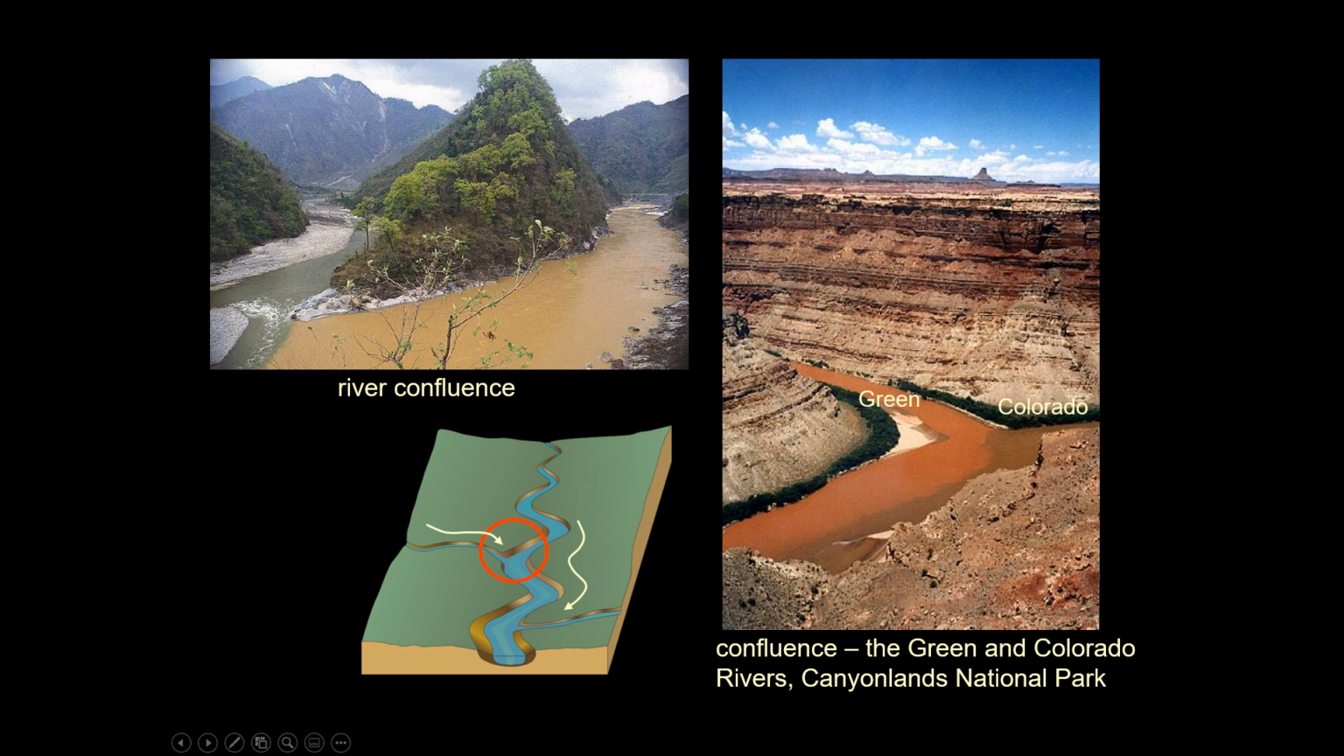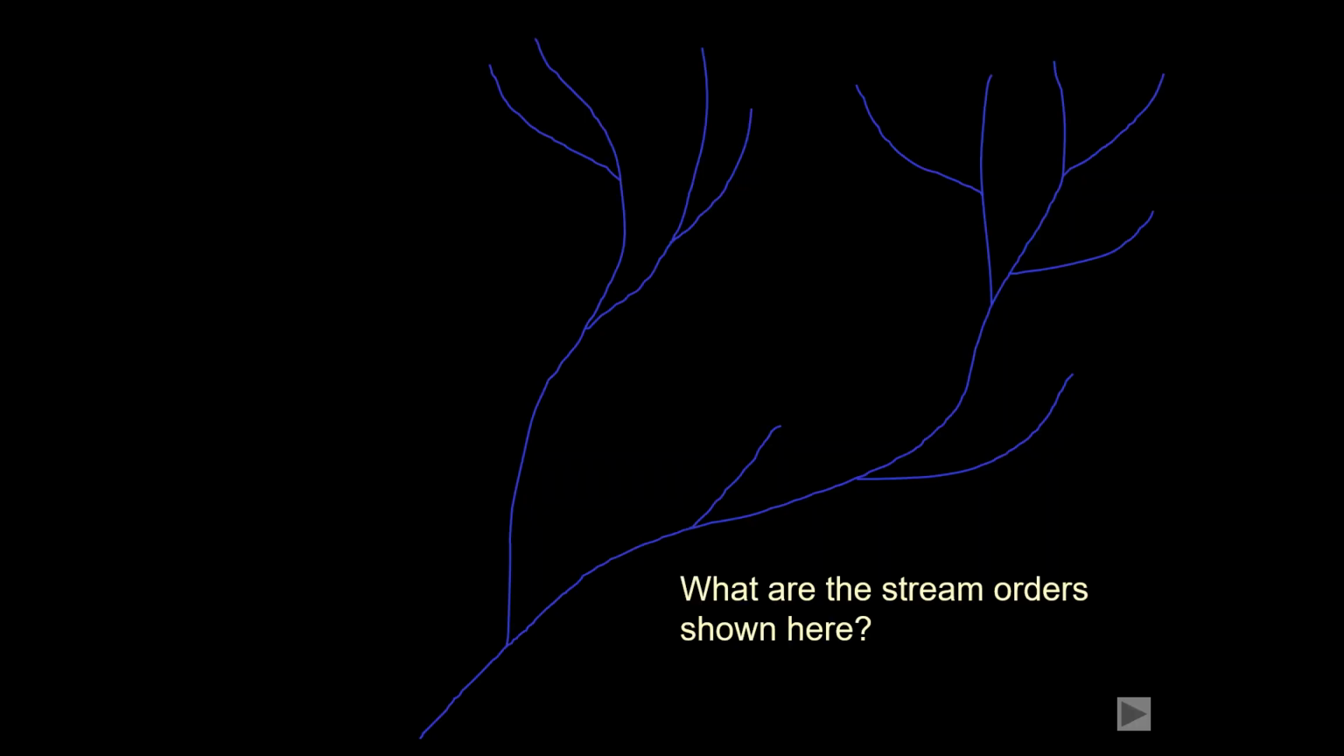Here in this upper right-hand view, you see two rivers coming together. One's pretty turbid, has a lot of sediment in it, carried by suspended load, and another one is supporting mostly cleaner-looking water that's probably dominated by bed load.